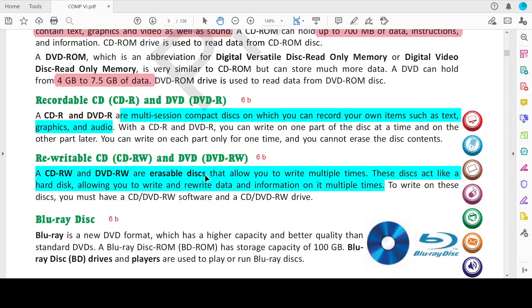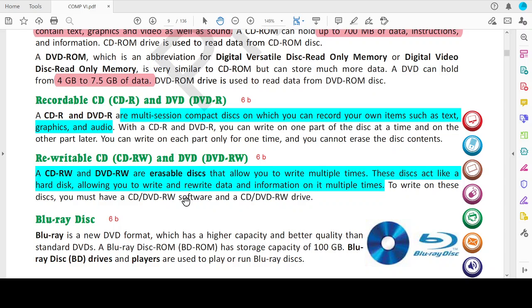Erasable discs means what you have already written on the disk, you can erase it. You can remove that content. That allows you to write multiple times. These disks act like a hard disk, allowing you to write and rewrite data and information on it multiple times. To write on this disk, you must have CD DVD rewrite software and a CD DVD rewrite drive. So having only a disk that is able to be rewritten is not enough.